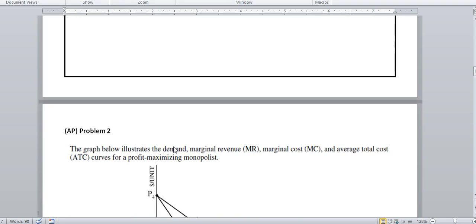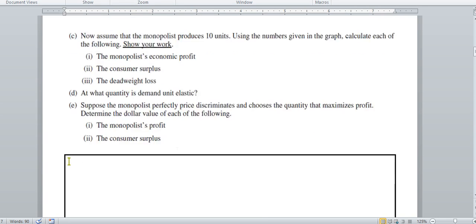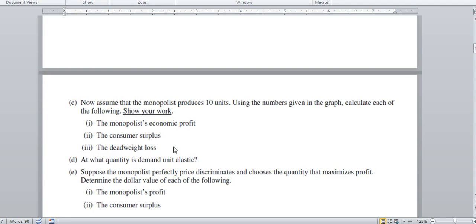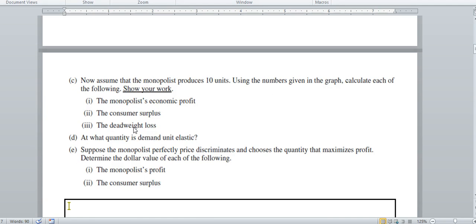Part D. Where'd it go? Where am I here? Oh yeah, here we go. Oh no, it's not it. Sorry. We want to figure out the deadweight loss.